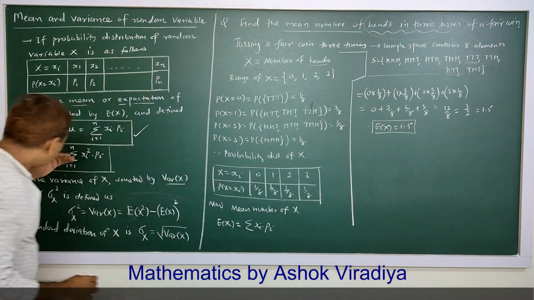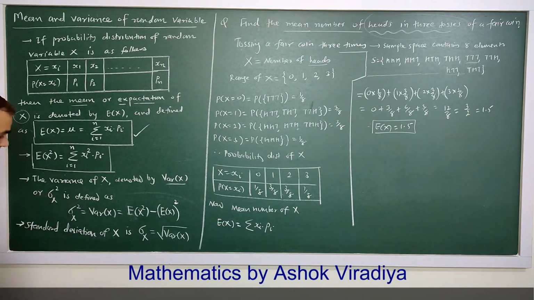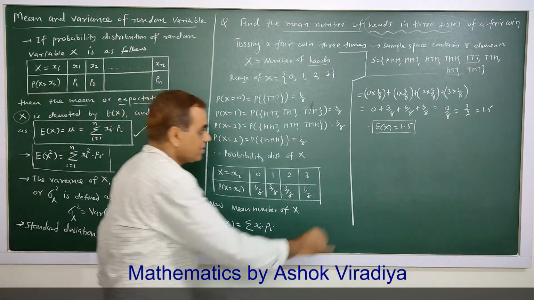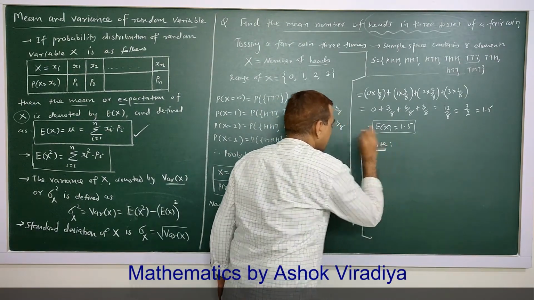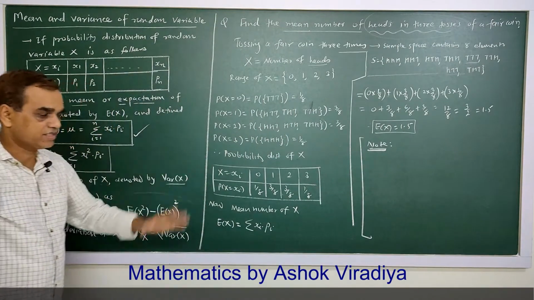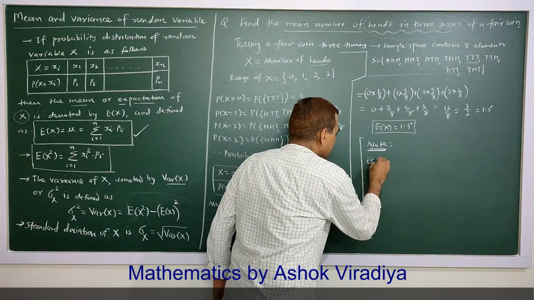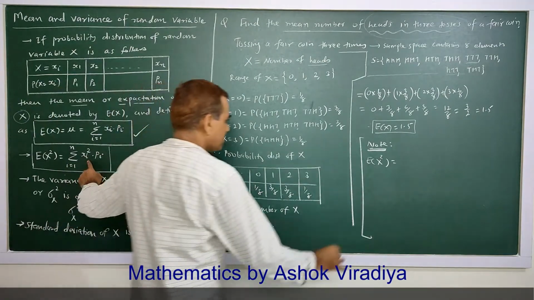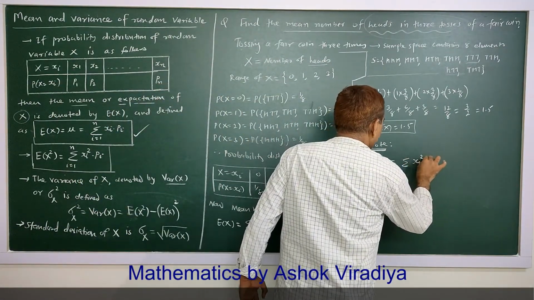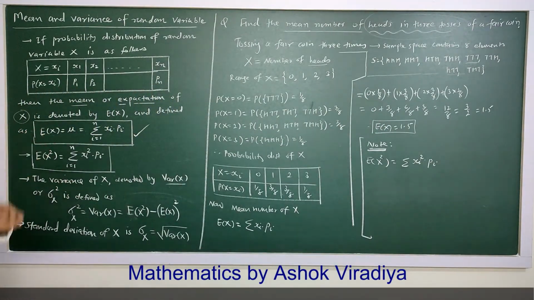Now in this question we are asked only to find the mean. But to understand this formula, I am also finding the variance. And to find the variance, we have to find E of x square. So now the next topic is extra. I am putting it in note form for reference. E of x square, the formula is sigma xi square into pi.